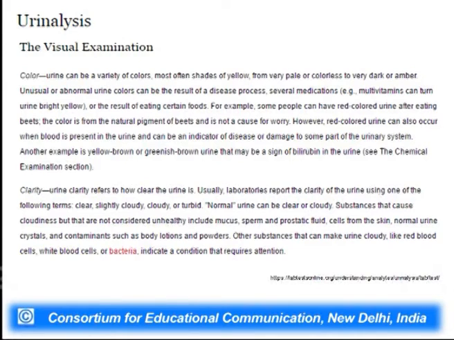The first form is called the visual analysis, in which the color of the urine is generally checked. Mostly urine is colorless to yellow or a very pale color. In many diseases, the urine color changes, so we'll see some of these changes and how they occur. Then comes the clarity, how clear the urine is. Depending upon the clarity, the pathologists determine whether it is clear, slightly cloudy, cloudy or turbid. Normal urine can be clear or cloudy.